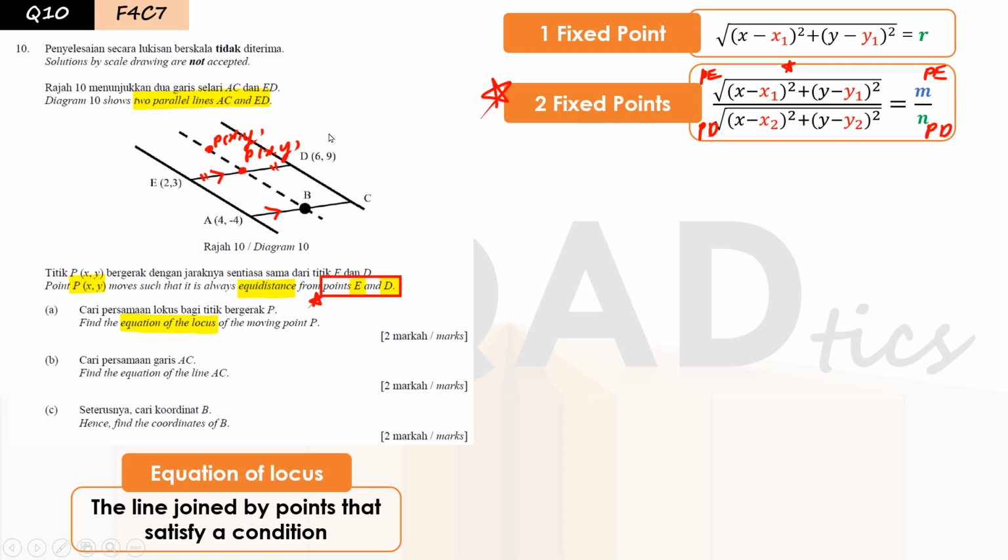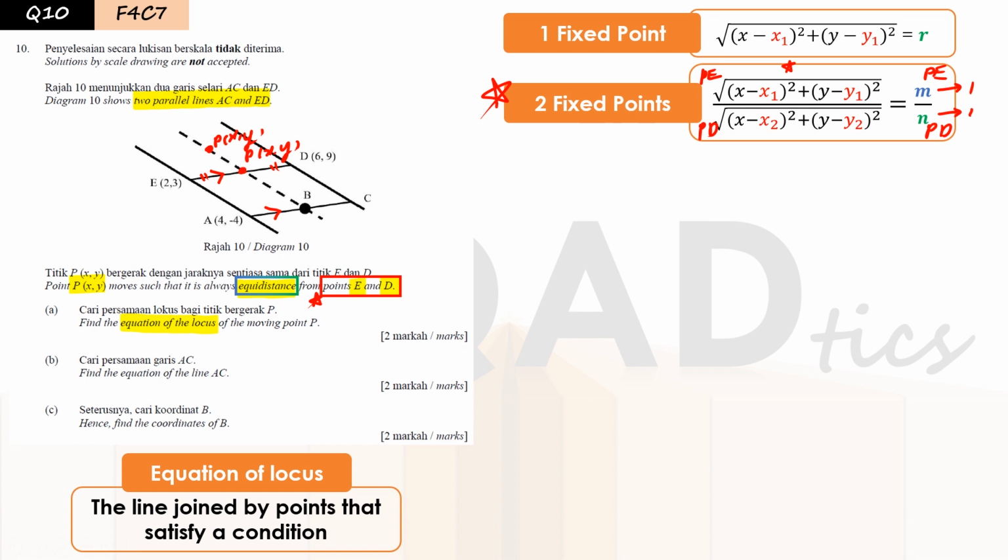Alright, so let's put all of our information into the formula here. The things in red are the coordinates of the fixed points, which are 2, 3, and 6, 9. But how about M and N? The only information that we have is that it is equidistant. So this means we can insert any value. It's just that M and N must be the same because they have the same distance. So to make our life easier, we just choose the simplest value, which is 1.